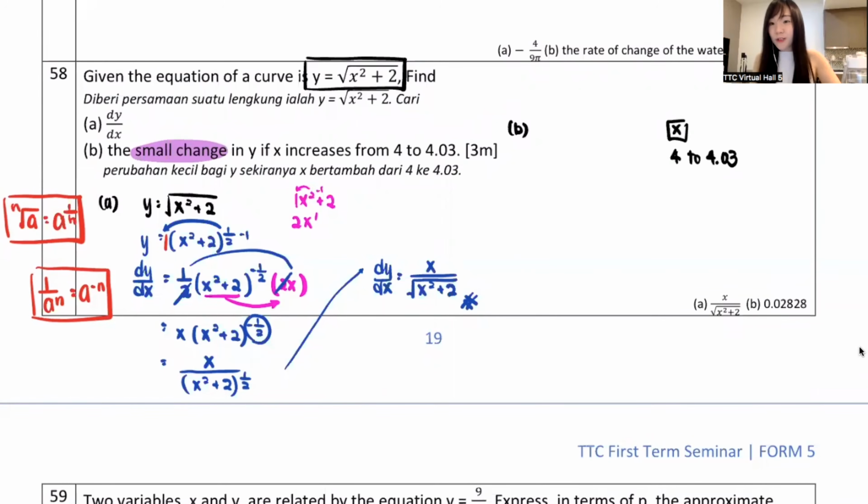Right? Now, they want to find what? They want to find small change in Y. What do they want you to find? Small change in Y. Very good, they want to find delta Y. You guys still remember I told you small change means the symbol of delta. Delta means small change. Small change means delta. So small change in Y, delta Y. Now, they want you to find delta Y.